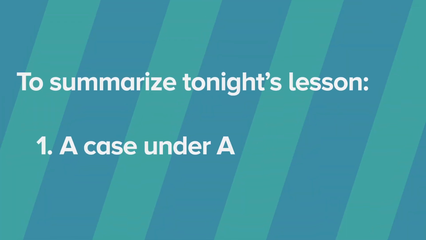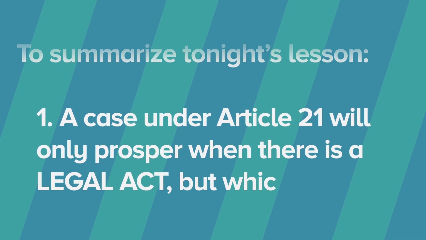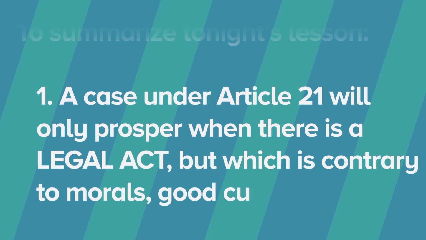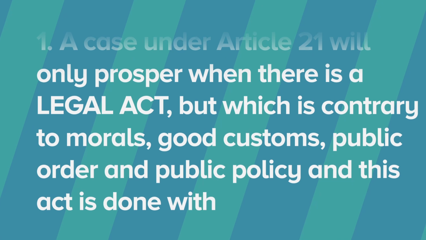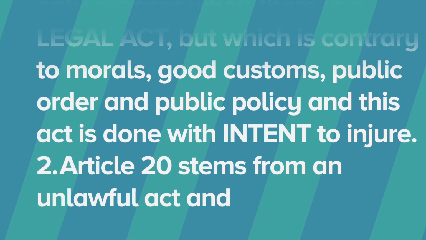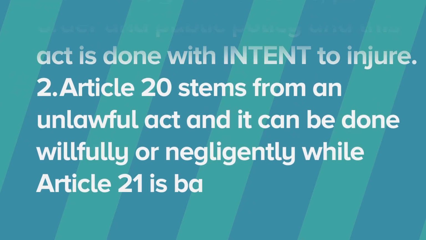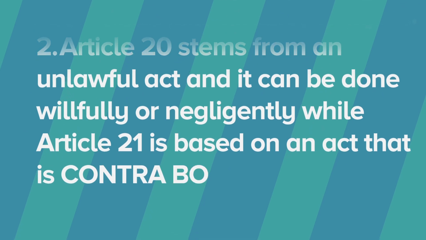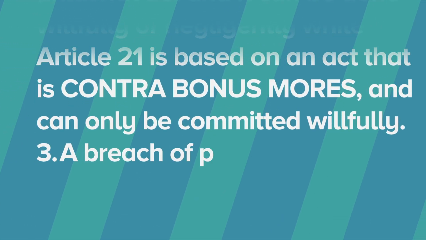To summarize tonight's lesson, number 1, a case under Article 21 will only prosper when there is a legal act, but which is contrary to morals, good customs, public order, and public policy. And this act is done with intent to injure. 2. Article 20 stems from an unlawful act and it can be done willfully or negligently, while Article 21 is based on an act that is contra bonus mores and can only be committed willfully.